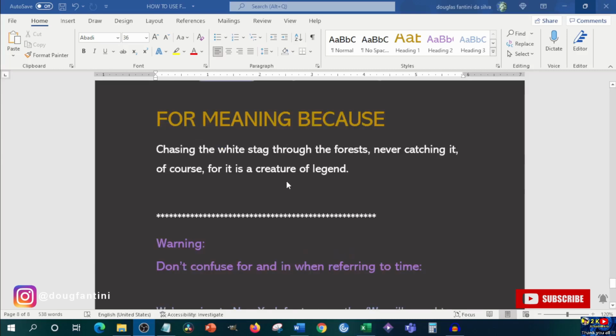Sometimes you're going to see the word for meaning reason, meaning the same as because. Chasing the white stag through the forests, never catching it, of course, for it is a creature of legend. For it is a creature of legend means the reason why I cannot catch this stag I'm chasing. Why can't I catch it? Because, or for, it is a creature of legend. For is very good to use in these cases.